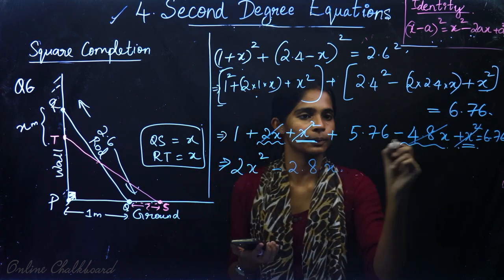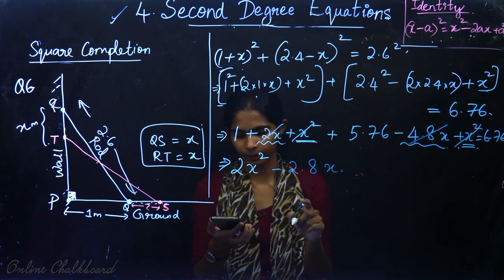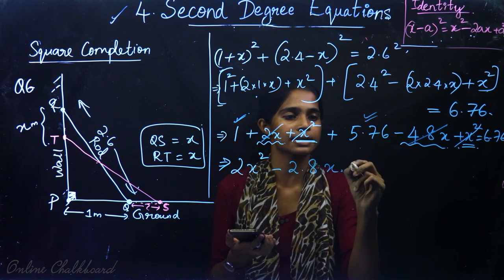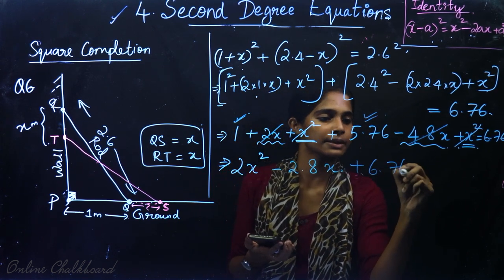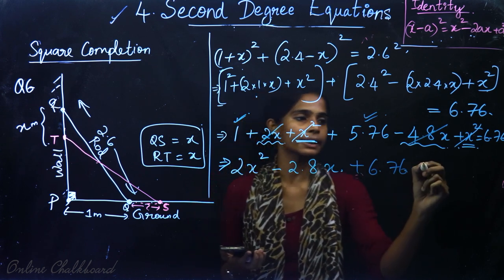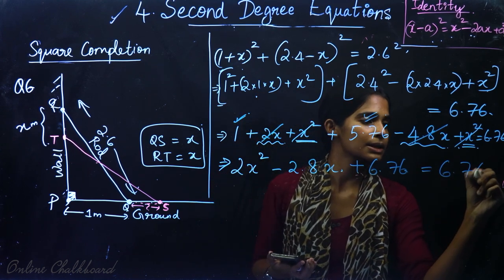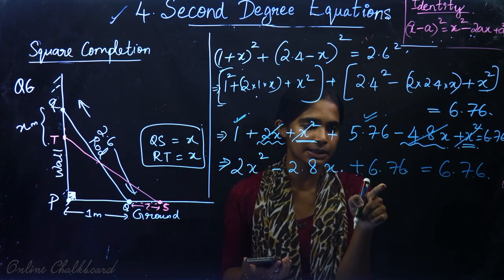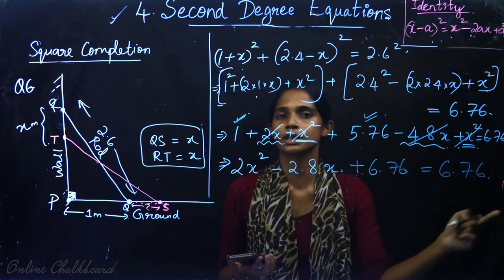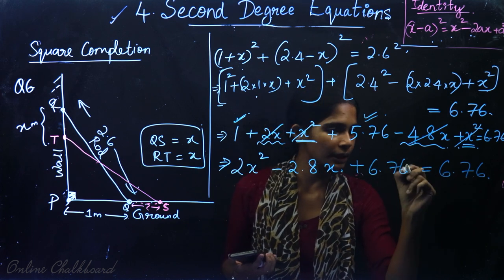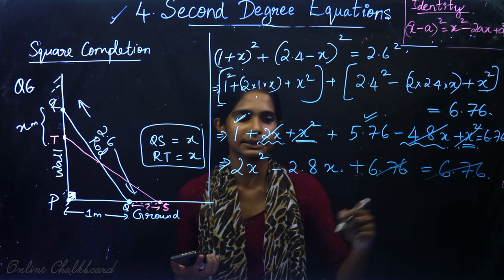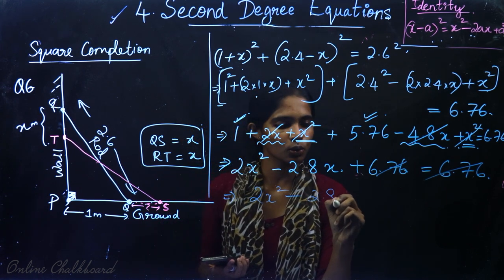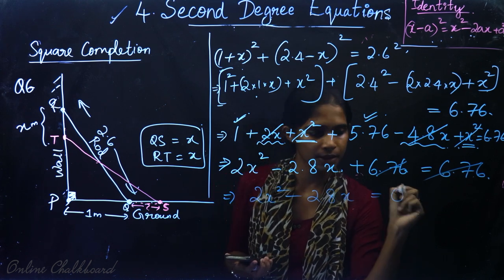In the remaining terms, we have constants, 1 plus 5.76, that will be 6.76. So, on the left side we add these terms. This is equal to 6.76. So, 2x square minus 2.8x plus 6.76 is equal to 6.76. Now, we subtract 6.76 from both sides. So, the equation becomes 2x square minus 2.8x is equal to 0.